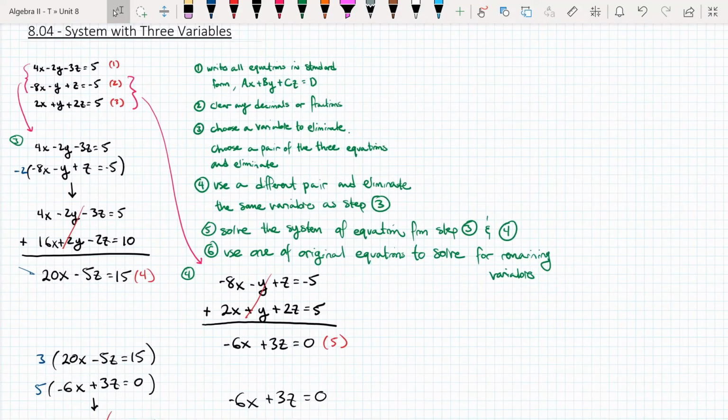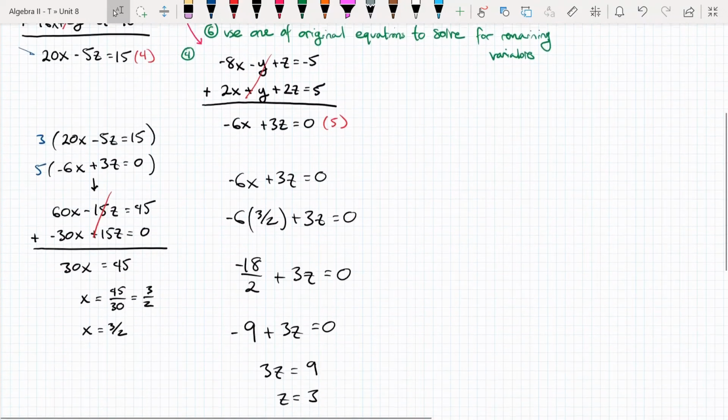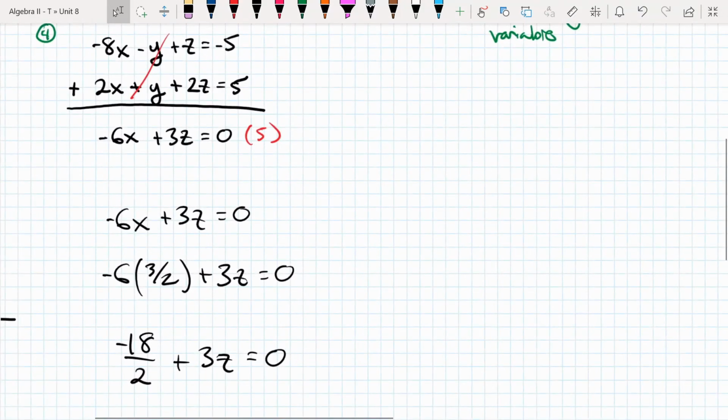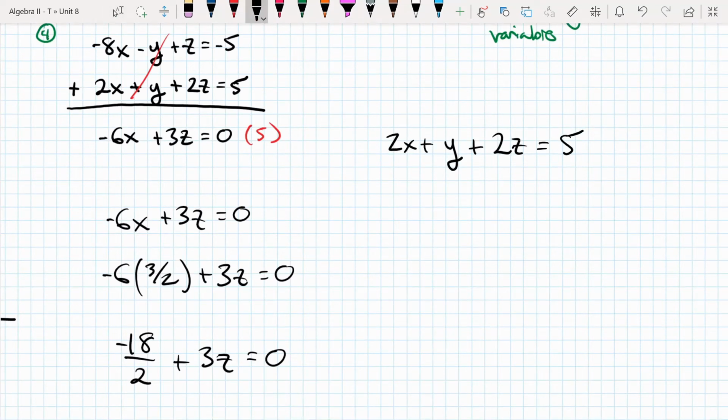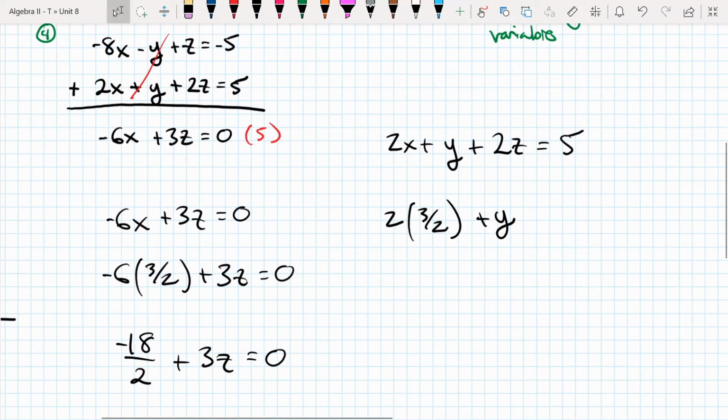I think let's use the last one. You want to pick one that doesn't have that many negatives. That's usually how I approach these. So I'm going to pick the last one. And so let's rewrite equation number 3 over here. So 2x plus y plus 2z equals 5. We're going to plug in the x value that we calculated, which is 3 over 2, plus y. We still don't know what that is. We're solving for that. Plus 2 times 3 equals 5.